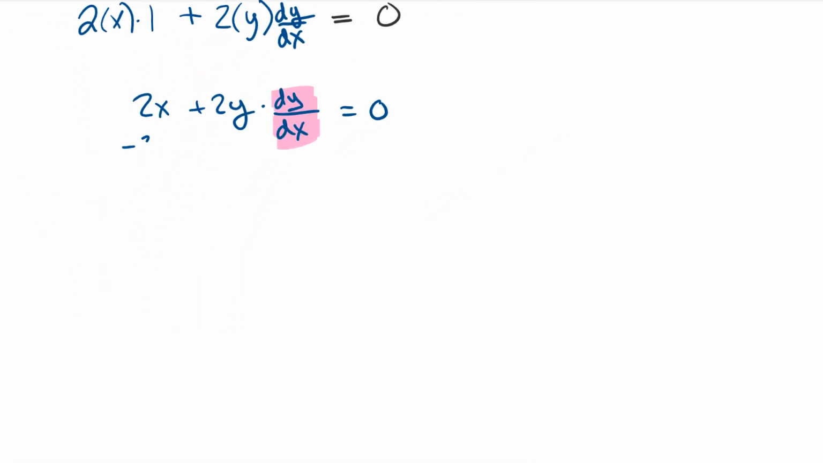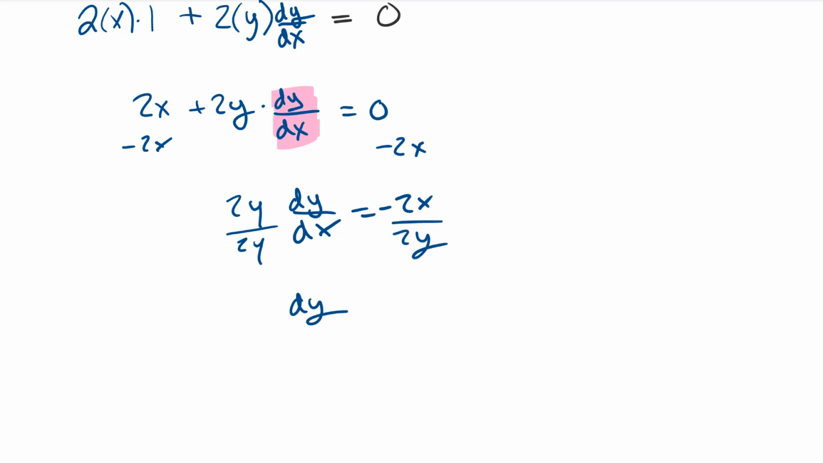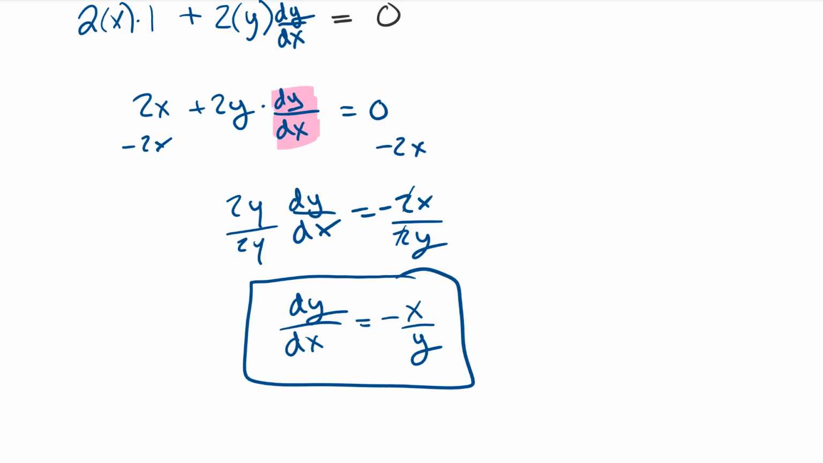So let's subtract the 2x over to get negative 2x. So you get 2y dy dx is equal to negative 2x. We divide out the 2y, and we get that the derivative of y with respect to x is, the 2's go away, and we just get negative x divided by y. This derivative says all you need to do is take your x value, change the sign, and divide it by your y value. We'll get the slope of the tangent line anytime you want.